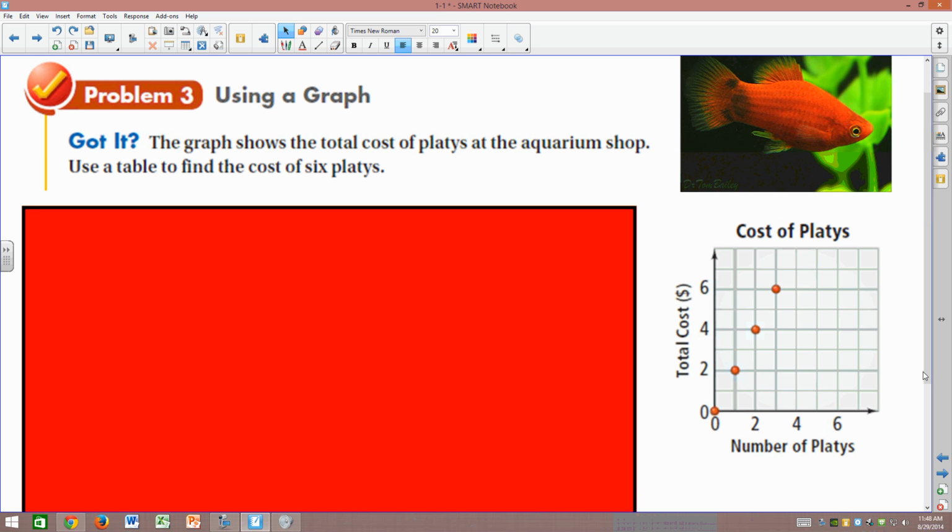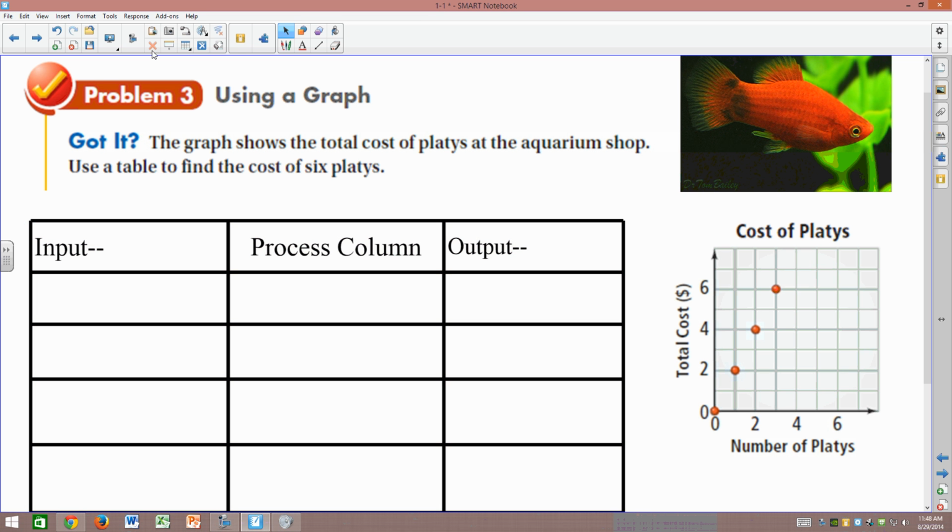Okay, what kind of fish is that? It's a platy? Platy. All right, shows the total cost of platies at the aquarium. I had to Google that. I didn't know what that was. That's what Google's for. It's Googlicious.